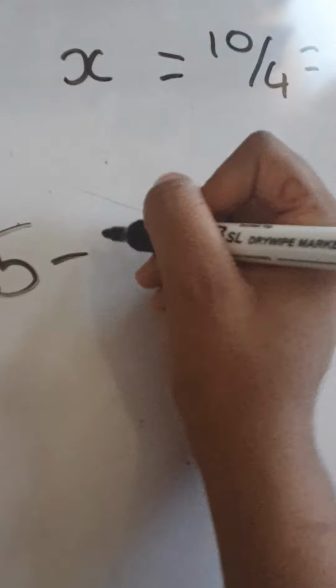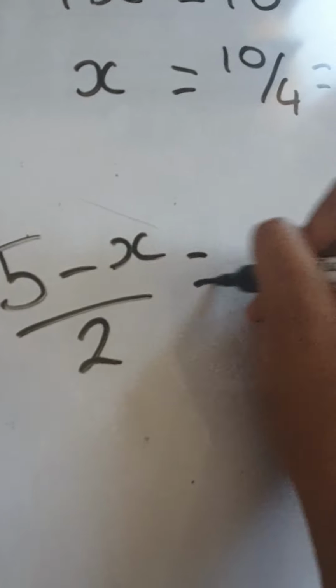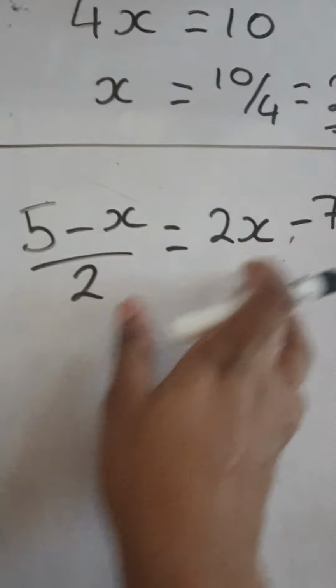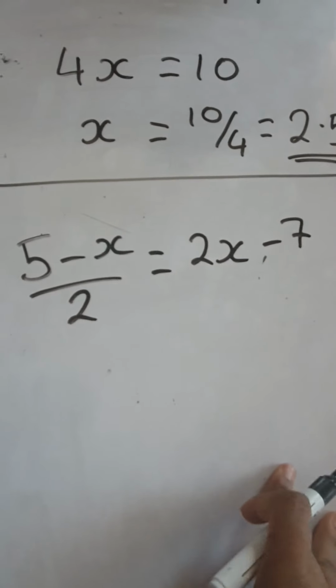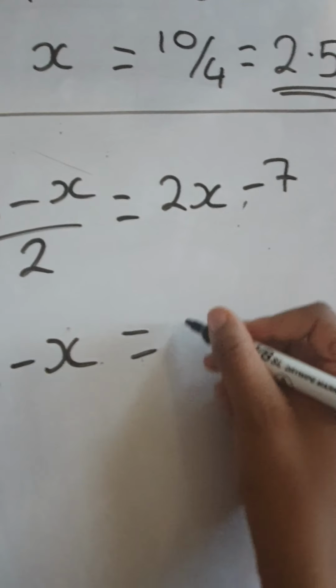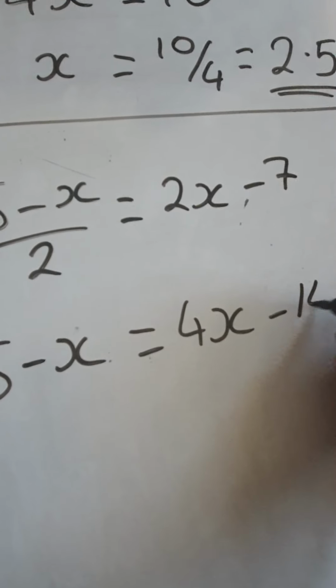Okay. Now, question 12 looks like it's harder because we've got this 2 at the bottom, but it's not actually that much different. Instead of multiplying out brackets, for example, we're just multiplying everything by 2. So if I have 5 minus x over 2 equals 2x minus 7, let's just separate that. I have to multiply everything in this equation by 2. If I do that, I've got 5 minus x equals 4x minus 14.